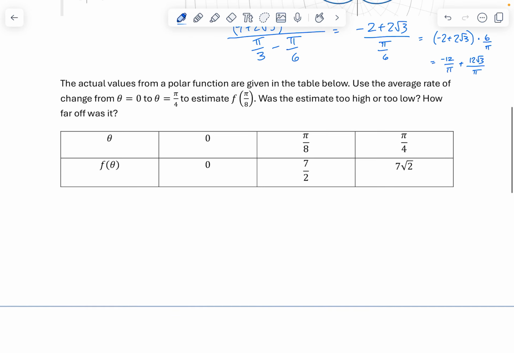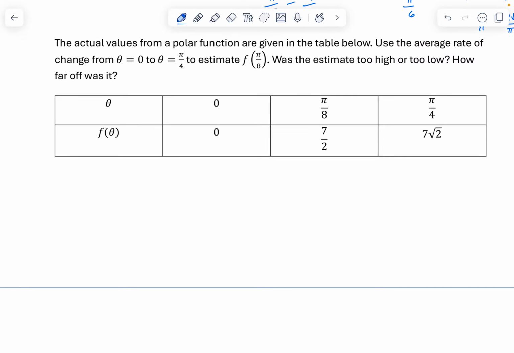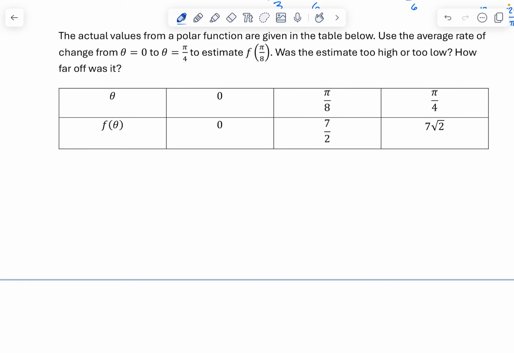And then it says the actual values from the polar. So then I wrote this next part because I saw something on AP Classroom. The actual values of a polar function are given in the table below. Use the average rate of change from theta equals 0 to theta equals pi over 4 to estimate theta equals pi over 8. Was the estimate too high or too low? So, all right, here we go. Let's see. I've never taught this in my life, and I am jet lagged, so fingers crossed. If I have to make another video, so be it.